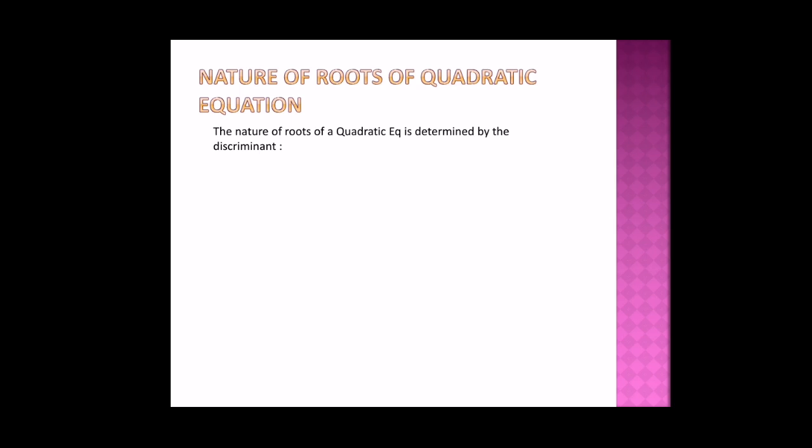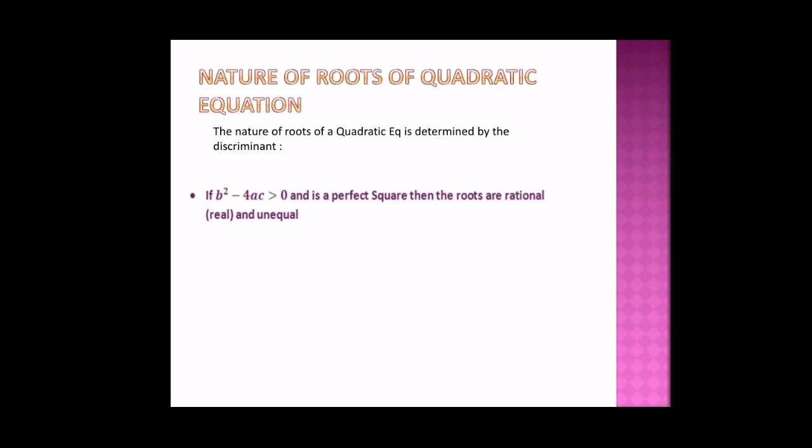The nature of roots of the quadratic equation is determined by the discriminant. With the help of the following rules, we can find what the nature of the roots of the given quadratic equation would be. So let's begin with the first rule: if b square minus 4ac is greater than 0. As we know, b square minus 4ac is the formula of the discriminant, so they are talking about the discriminant. If the discriminant is greater than 0, a positive value, and is a perfect square, then the roots are rational and unequal.